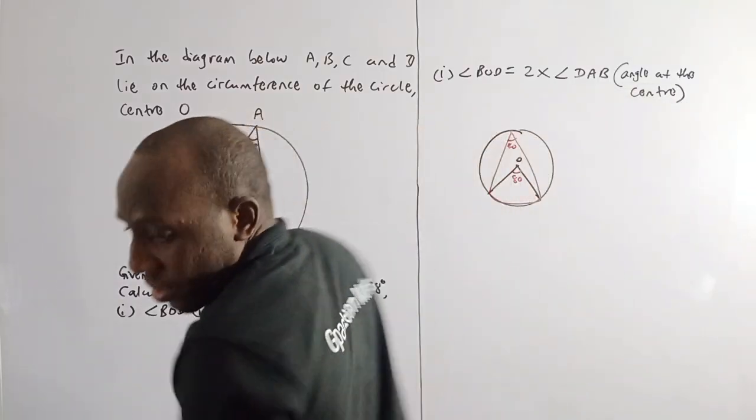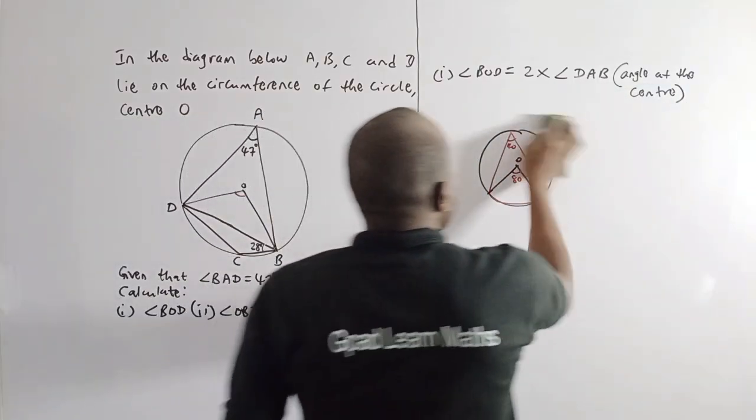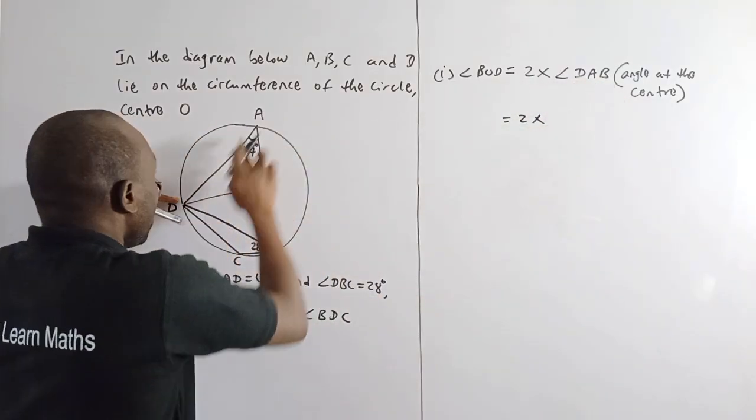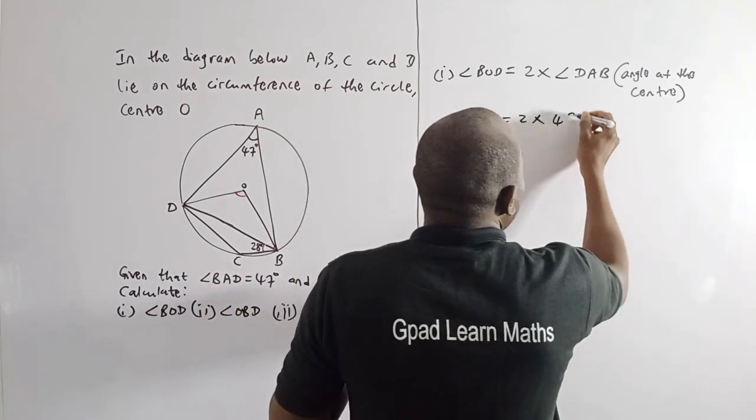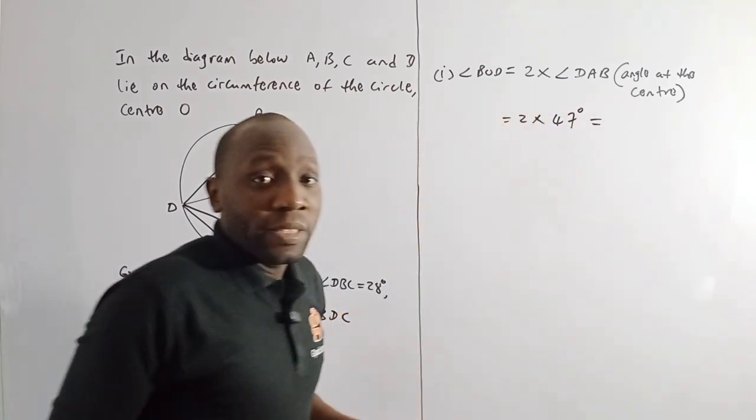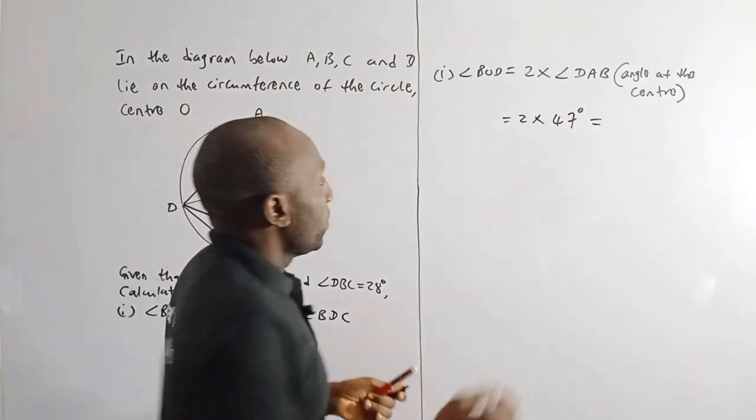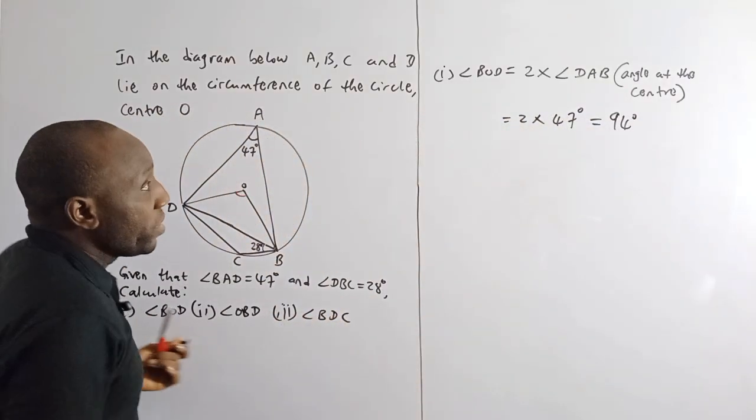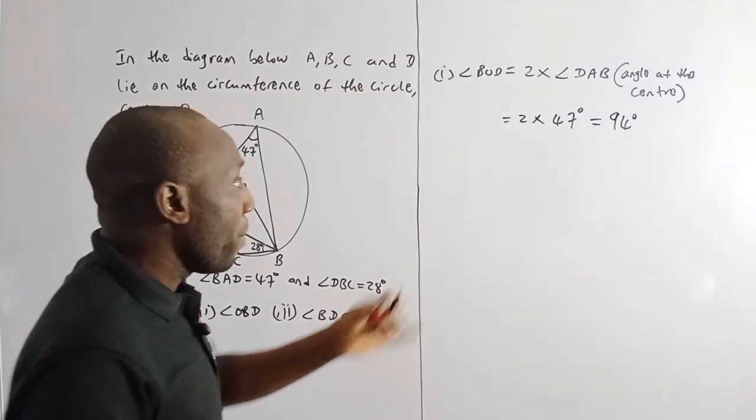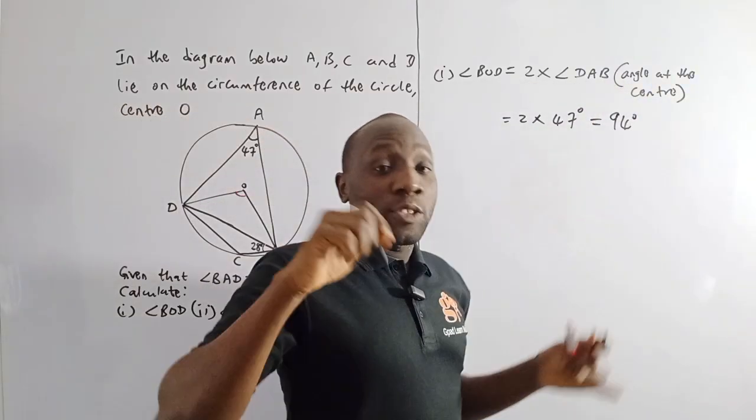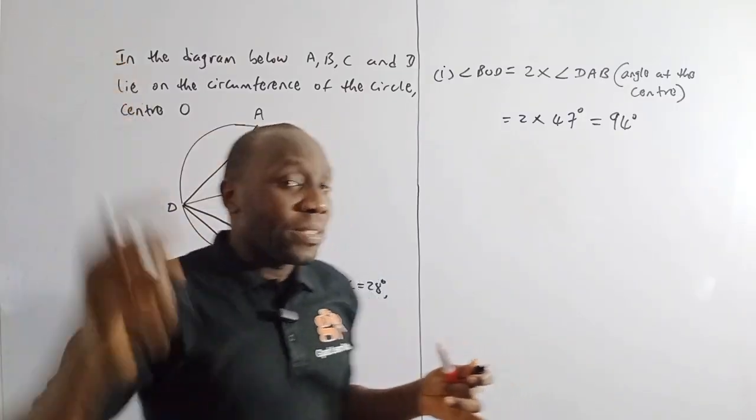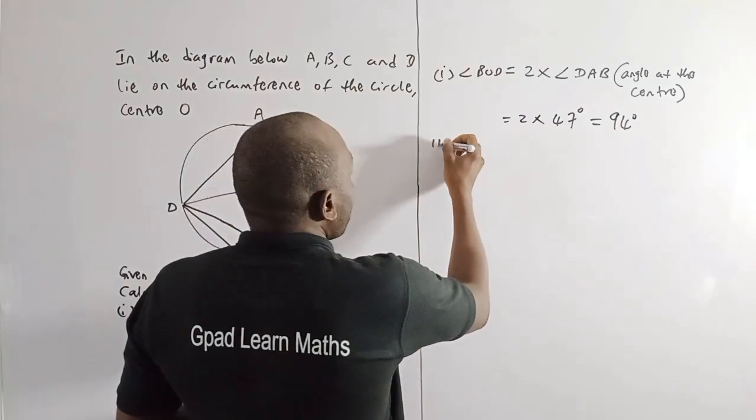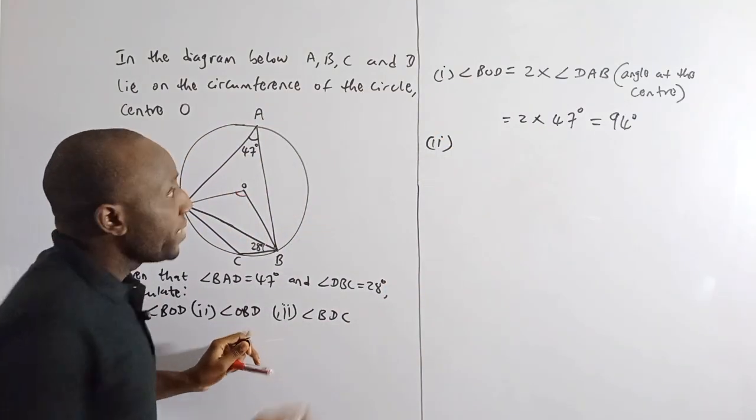So let me get a duster and take this off. This is equal to 2 times angle DAB. Angle DAB is 47 degrees. So what is 2 times 47 degrees? That's 94 degrees, and we're done. So easy. The angle BOD is 94 degrees. Remember, the angle at the center is twice the angle at the circumference subtended by the same arc. That's it. The next question says we should find angle OBD.